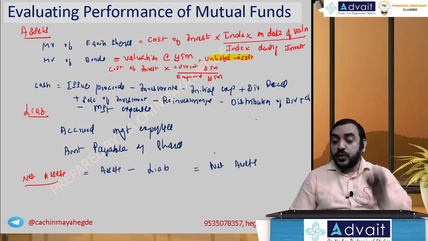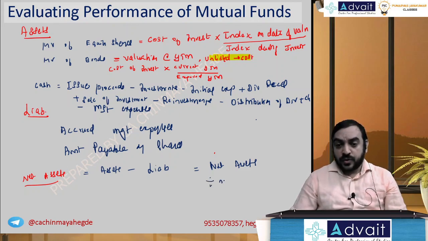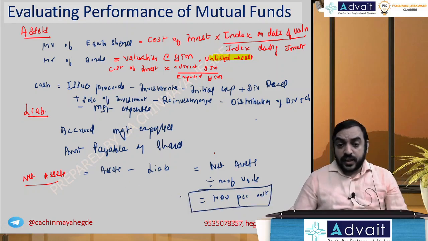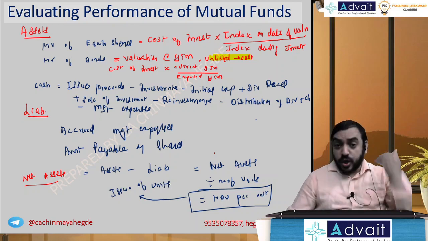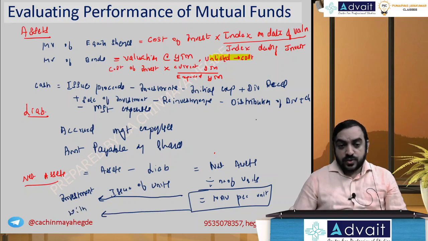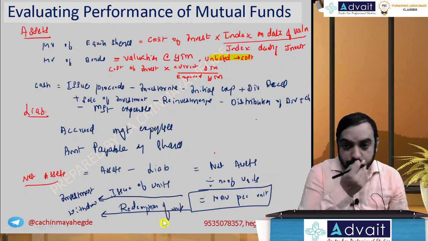Okay, net assets we need on per unit basis. So net assets, you divide by number of units, unit size, that will give you net asset value, NAV, net asset value per unit. And this is going to be used if somebody is investing today. It is used for issue of units, and if somebody is withdrawing money, that will be for redemption of units.